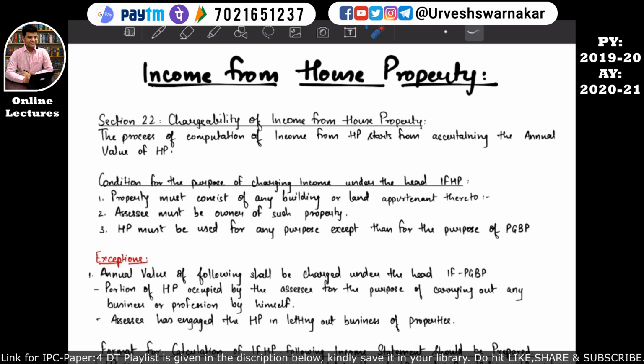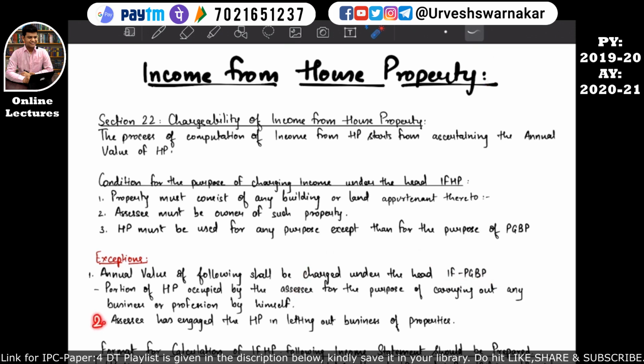The first exception says that the portion of the house property occupied by the assessee for the purpose of carrying out any business or profession by himself, that means the assessee himself is carrying on a business or profession in that house property, then whatever income he has earned from such portion of the house property will be chargeable to the head income from PGBP and not under the head income from house property. I hope this is quite clear.